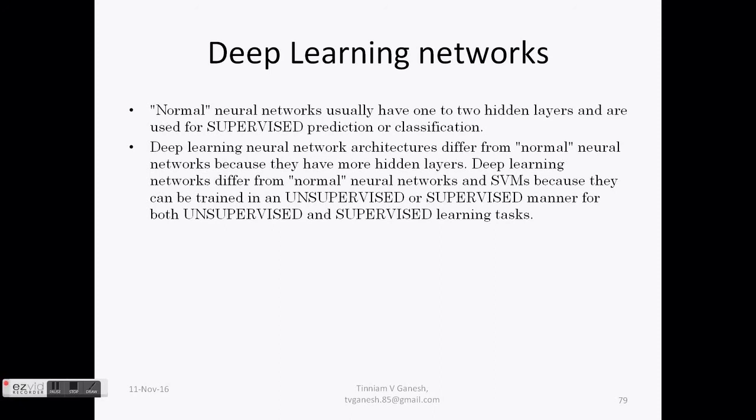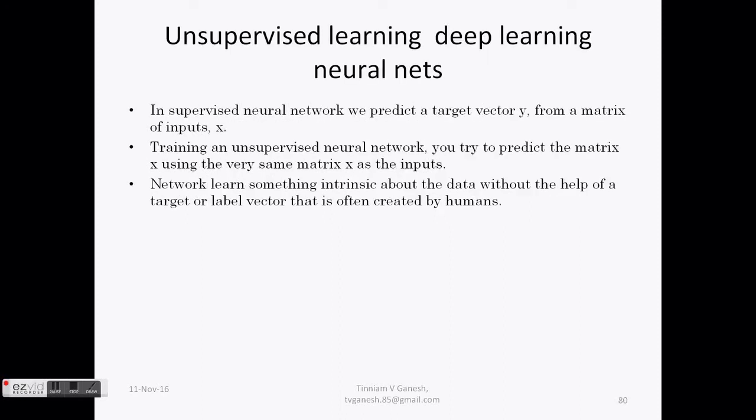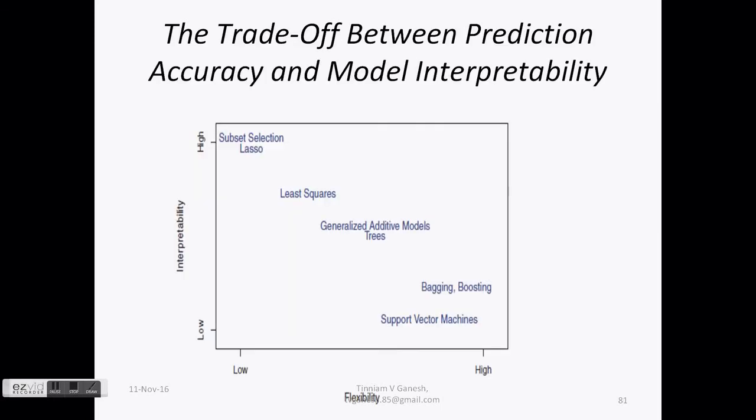Normal neural networks have one or two hidden layers used for supervised prediction. Deep learning differs from normal neural networks because it has more hidden layers. Actually, deep learning can be trained in an unsupervised or a supervised manner, for both supervised and unsupervised tasks. In supervised neural networks, we predict a target Y from a matrix of inputs X. In an unsupervised neural network, you can predict the matrix X using the very same matrix. You can predict the input using the same input to learn from.